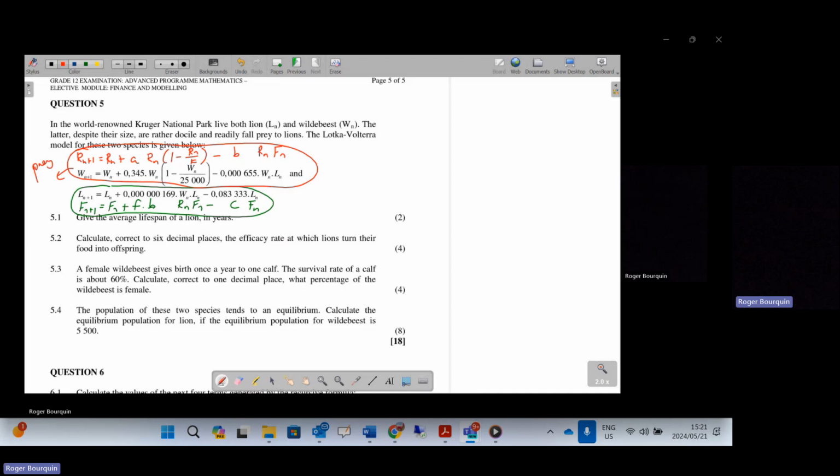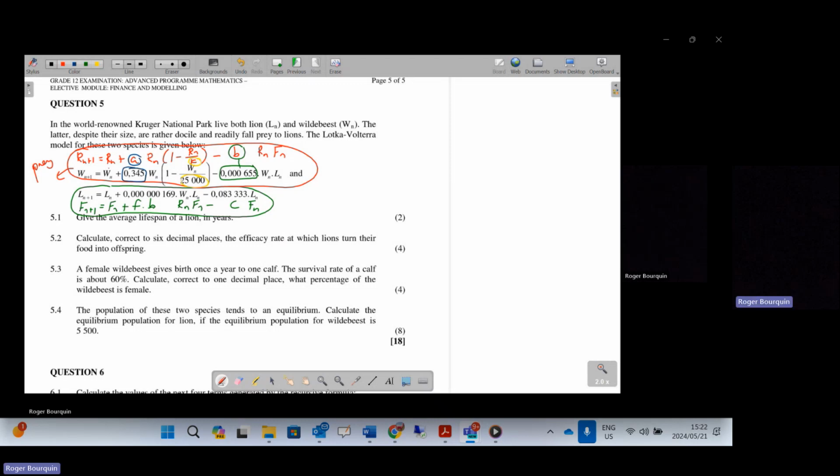So first of all, in your prey model, I would just go to your formula sheet and write it, in this case, the wildebeest or the prey, and then you can just read off. So you can see A, which is the intrinsic growth rate, is 0.345. If you place it above that, you can see the carrying capacity in yellow there is 25,000. And you can see that B is equal to 0.000655. So we've got those values already.